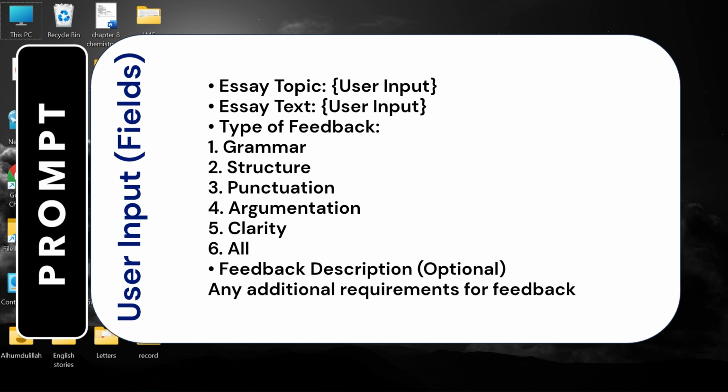After this, we would select the option of text in the field, and it will help us in adding the transcript of the text while working on the application. The third field that we are going to add is type of feedback, and we would add it as select. In this, we would add default values like grammar, structure, punctuation, argumentation, clarity, or all of these errors. This will give users options to select what type of feedback they want to generate.